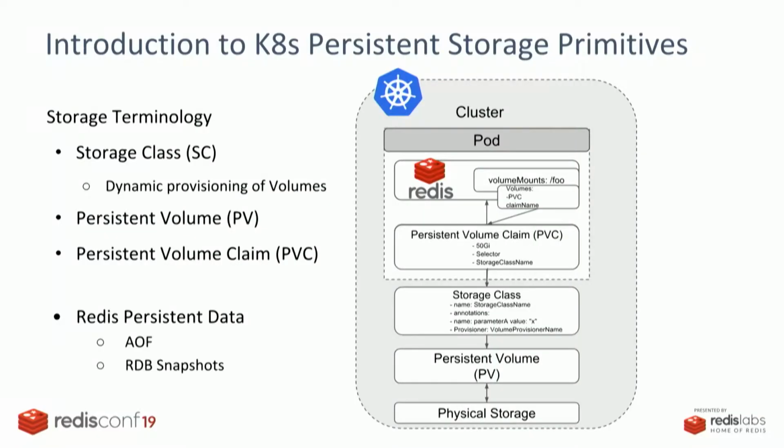PVCs and PVs. For Redis specifically, Redis has two types of persistent storage. One is around AOF files, append-only files, and the other one is snapshots. So when you're talking about Redis workloads, you're not only talking about the Redis container, but you're also talking about persistent data like AOF and snapshot files.